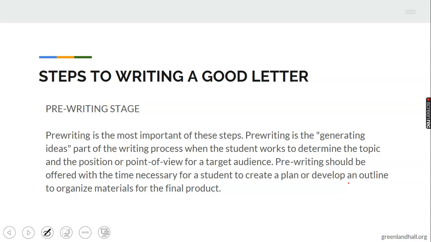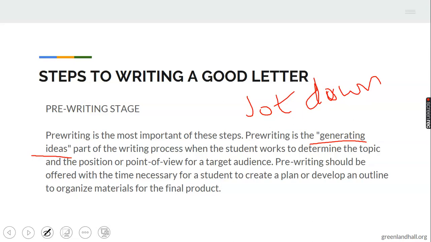The first step is the planning stage. Here you generate ideas. Note this keyword: generate ideas. That is, you think of the ideas you want to present. Here you develop your points. You jot down your points here, so that when you want to write, you have a flow of thoughts.